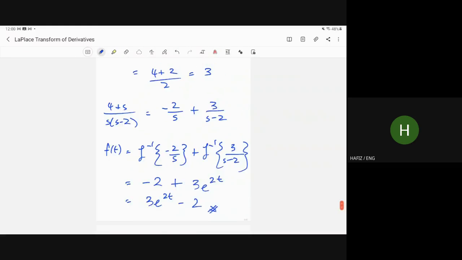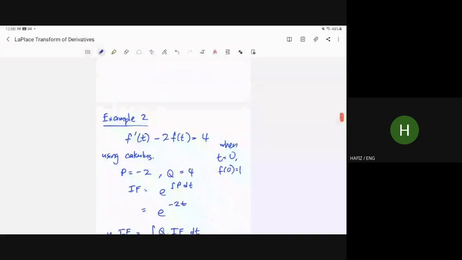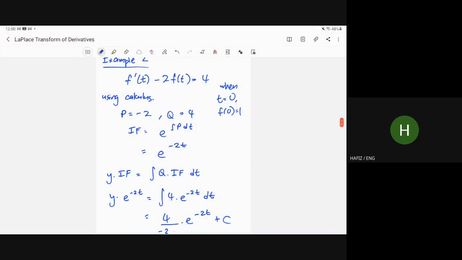So any question about this example 2? Hello? No, doctor. No, okay.